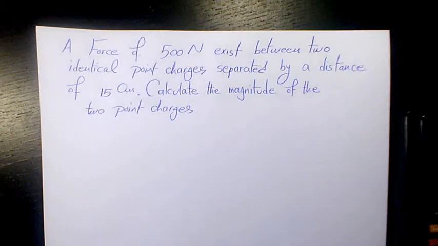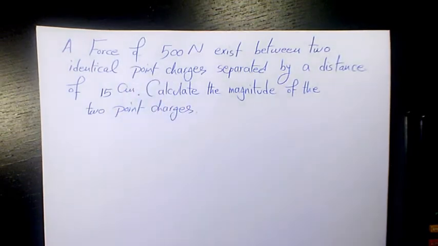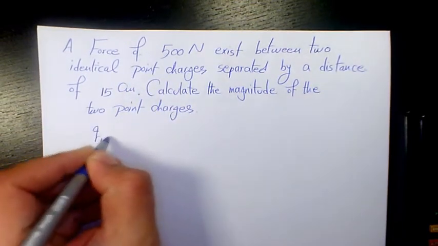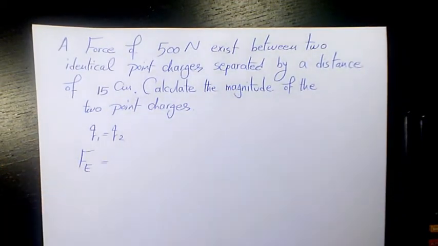So in this example, we have a force of 500 Newton that exists between two identical point charges separated by a distance of 15 centimeter, and we want to find out the magnitude of these two point charges. It says identical point charges, so it means that Q1 and Q2 are equal. So I'm going to use Coulomb's law.